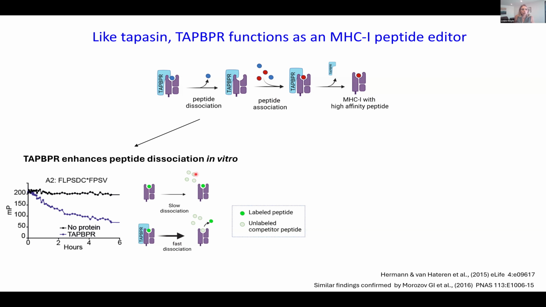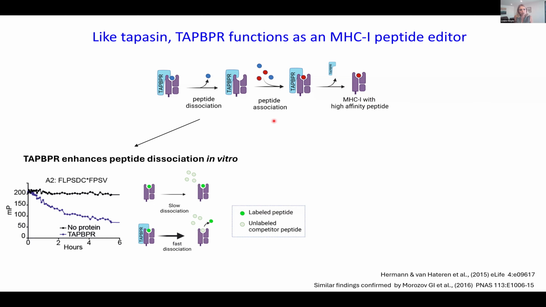So when MHC class 1 molecules are loaded with a good fit peptide in these assays, they're relatively stable and the peptide is very slow to dissociate, shown here with this black line over time. However, we found that by adding TAPBPR into this system, TAPBPR then caused the peptide on the MHC class 1 to rapidly dissociate, shown here with this blue line. So we've got rapid dissociation of the peptide in the presence of TAPBPR in these in vitro assays. So this shows us TAPBPR can enhance peptide dissociation from MHC class 1.